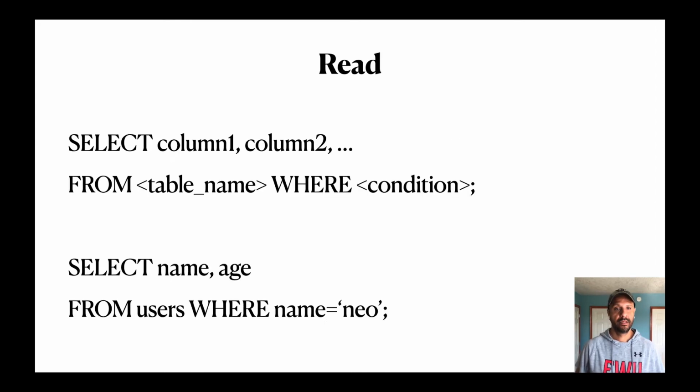Okay. Next one is read. So you use a select statement. Select the columns you want, from which table, and then where a condition. The pointy bracket is just a placeholder for the actual value that goes there, for example table name and condition. And then the example down at the bottom is using the select statement: select name, age from the users table where name equals Neo. So I'm going to find that record and select the values from it so that I can display that somewhere.